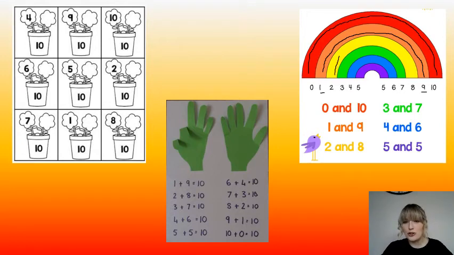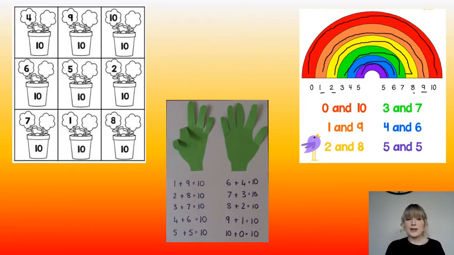Then we've got 2 and 8. You see there the numbers at the bottom, they link up and they make 10 altogether. 3 and 7, 4 and 6 and 5 and 5. And you might recognise that rainbow because in Miss James and Miss Evans' classrooms, they've got a big rainbow on their wall that looks like this with all the number bonds to 10 at the bottom. So you could get creative and make your own version of that.